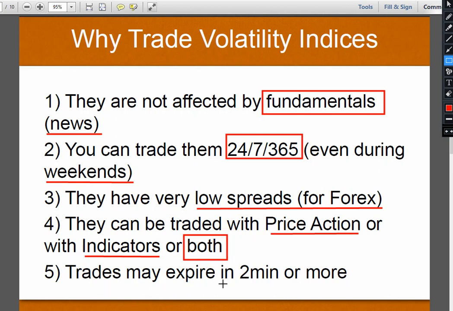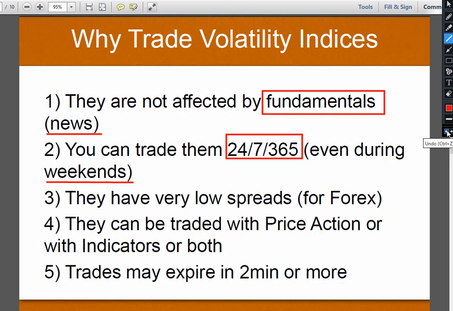Another benefit, and this is very important for you as a binary options trader, is that trades expire within a minimum of 2 minutes. That means you can enter a trade that expires within 2 minutes, 3 minutes, 4 minutes, 5 minutes, all the way, even to, I think, hours and days.